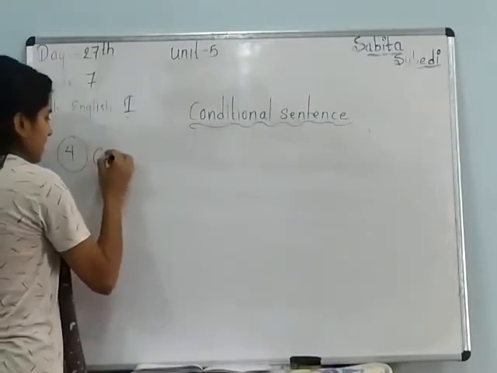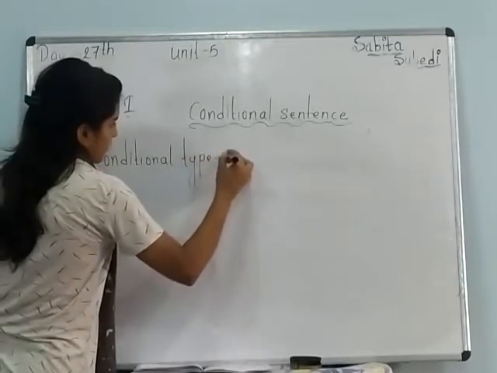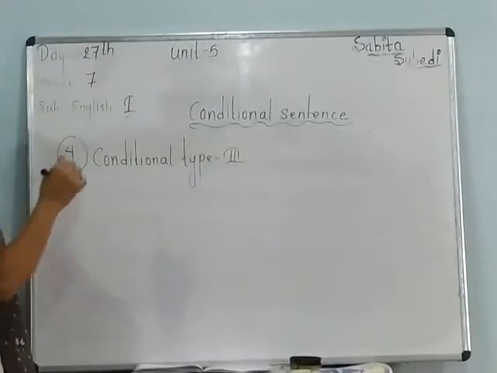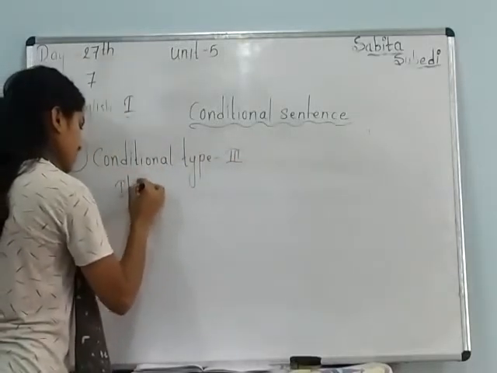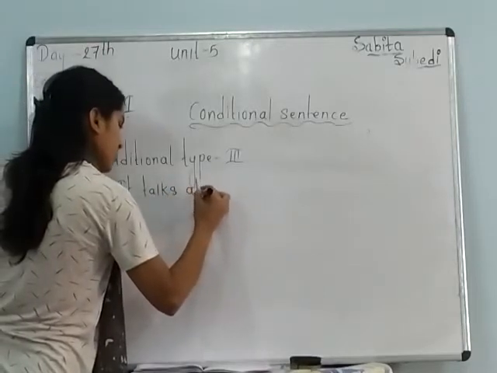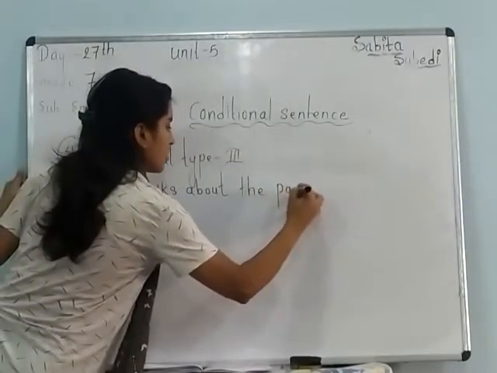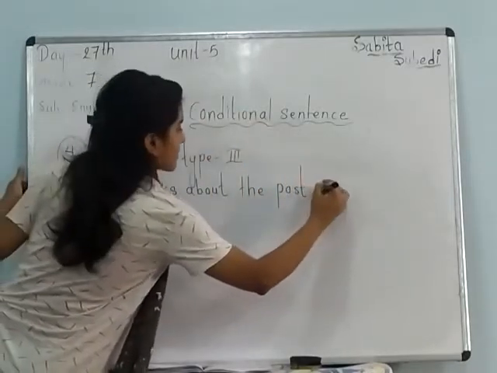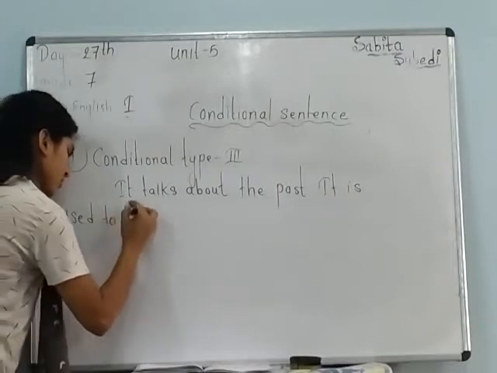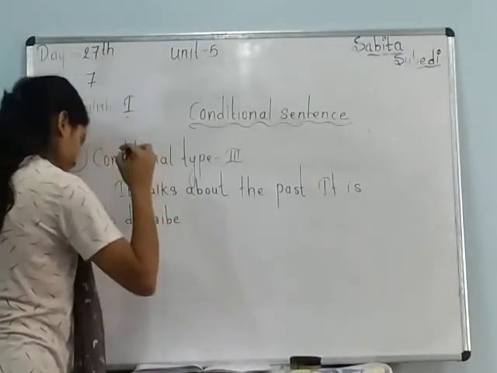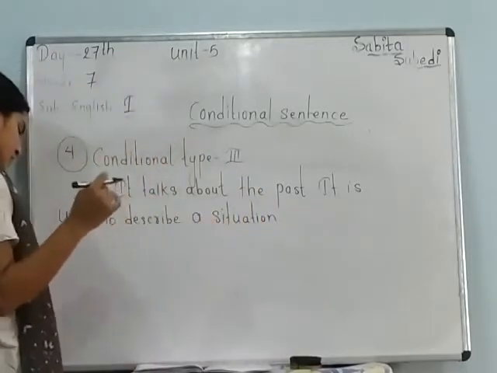This fourth type means conditional type 3. Alright. So listen here, this conditional talks about the past. It is used to describe a situation or a condition that did not happen.